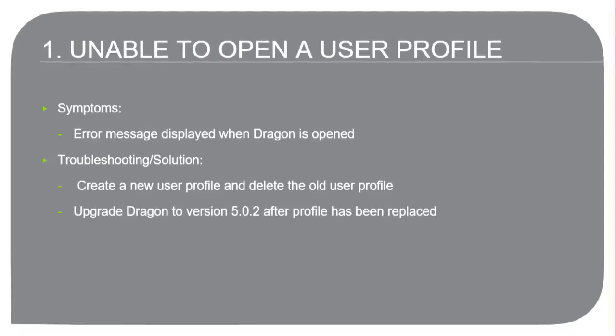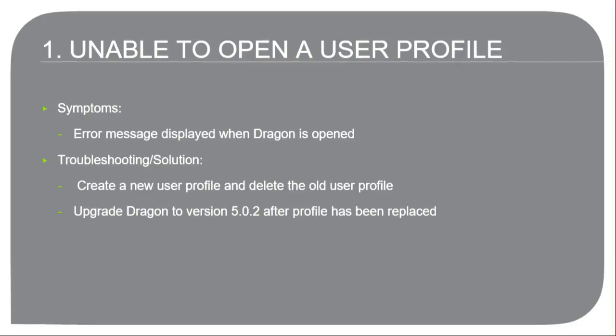Onto Mac. Just 2 Mac issues to talk about. One is opening a user profile, and I think, Gary, you probably don't do much Mac work, but I think this was an early bug with local profiles made with Dragon, where an error message was displayed after Dragon was opened. The workaround, for those of you who have had that problem, and I know a few of you have, is to create a new user profile, delete the old one, and then make sure you update to the Service Pack, version 5.0.2, and that should solve that problem for you.